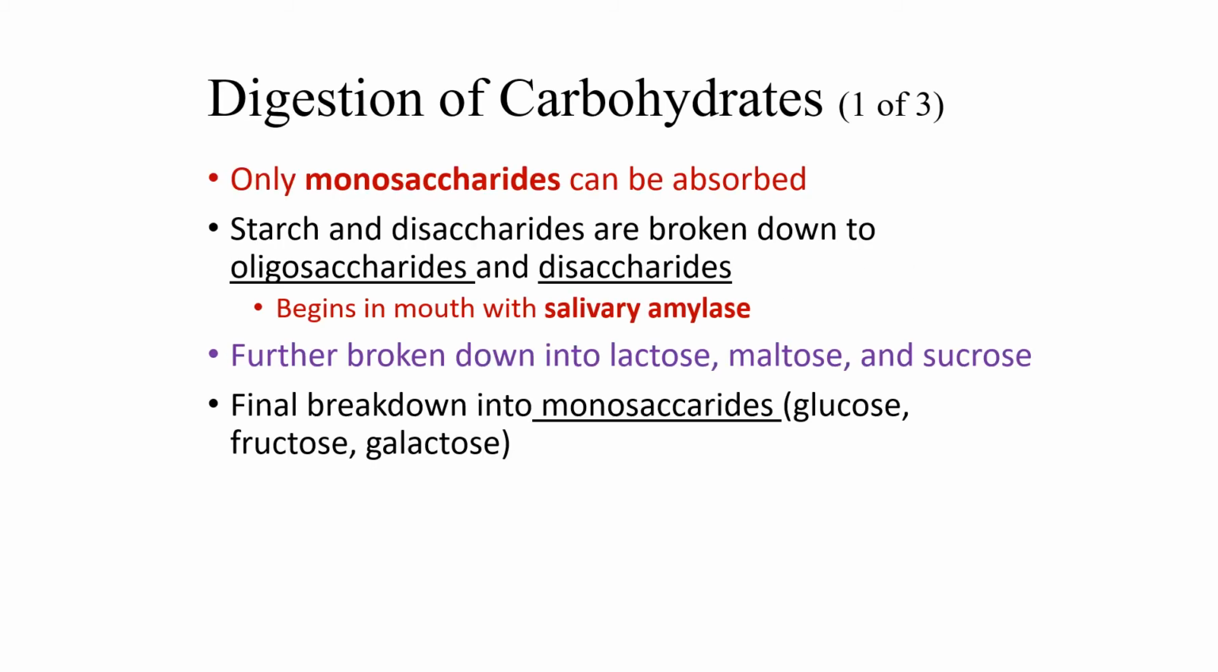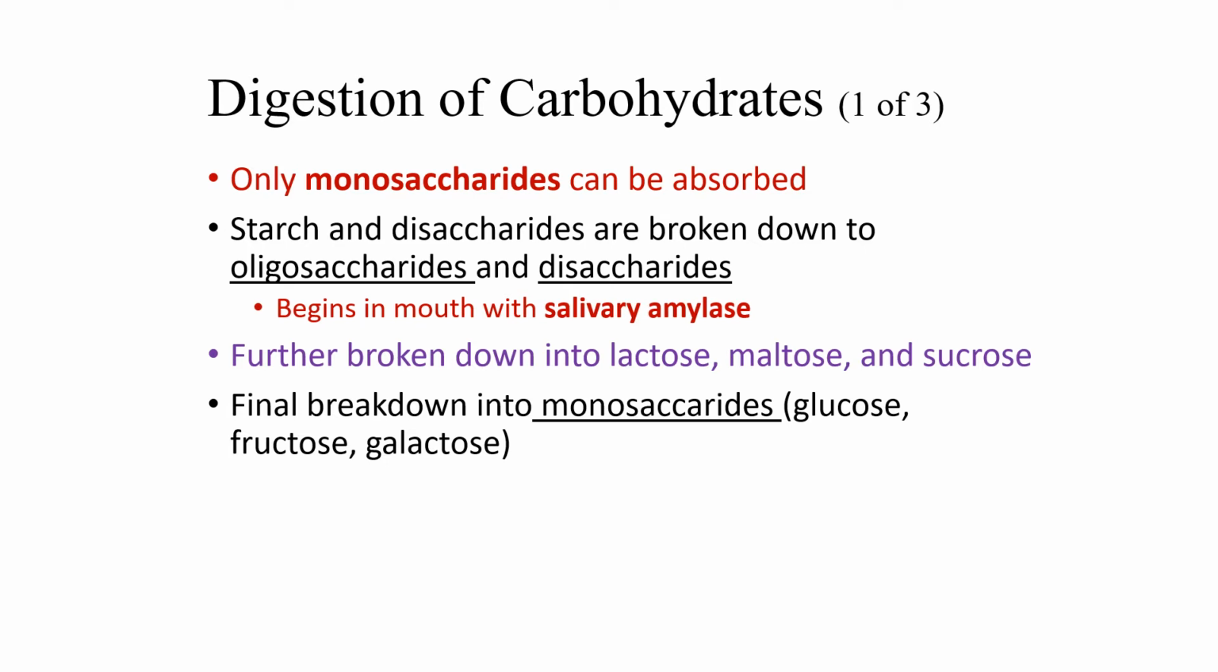So let's look at how these are processed. How are these nutrients processed? We're going to go macromolecule by macromolecule. So carbohydrates, remember, begin as complex carbs and starch, and then they have to be broken down into oligosaccharides, disaccharides, and then eventually into the monosaccharides, glucose, fructose, and galactose. You need to know those three monomers. Make sure you know those three monomers: glucose, fructose, and galactose.